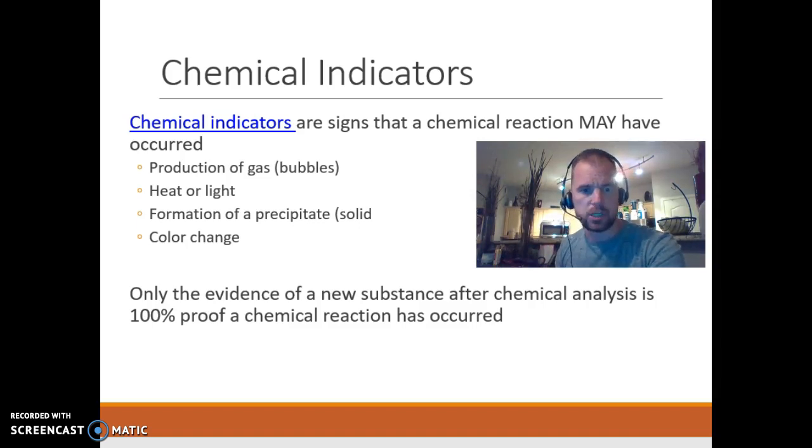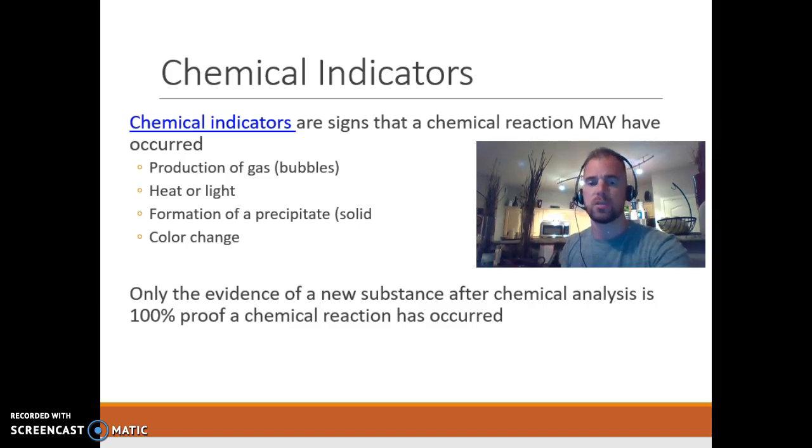Some chemical indicators include production of a gas, which is bubbles. Heat or light. Anytime heat or light is given off by a reaction, that is an indicator that a chemical reaction has taken place. Formation of a precipitate, in other words, formation of a solid. If you mix two substances together and you notice that a solid is forming at the bottom of a beaker or a test tube, that's an indicator that something chemical has taken place. And then finally, a color change. If you mix two things together and notice the color changes, that can indicate that a chemical reaction has occurred.